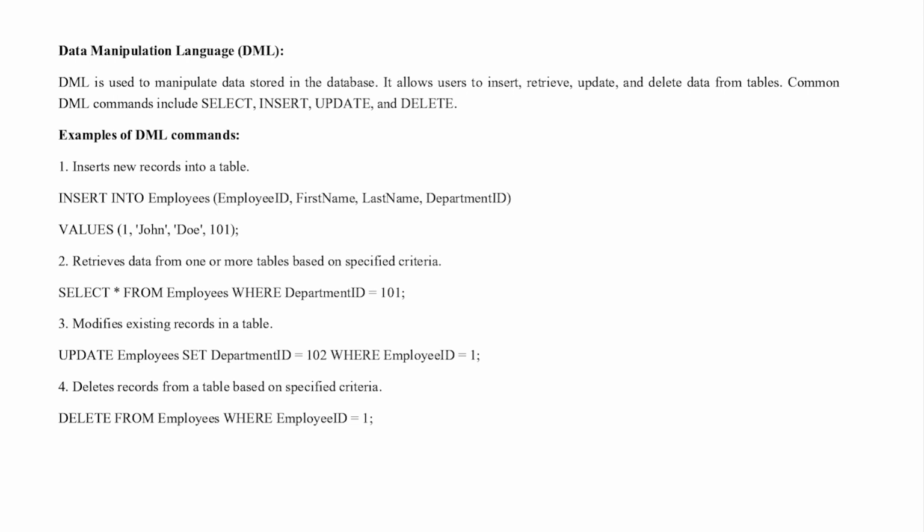2. Retrieves data from one or more tables based on specified criteria. Select asterisk from employees where department ID is equal to 101. 3. Modifies existing records in a table. Update employees, set department ID equal to 102 where employee ID is equal to 1. 4. Deletes records from a table based on specified criteria. Delete from employees where employee ID is equal to 1.